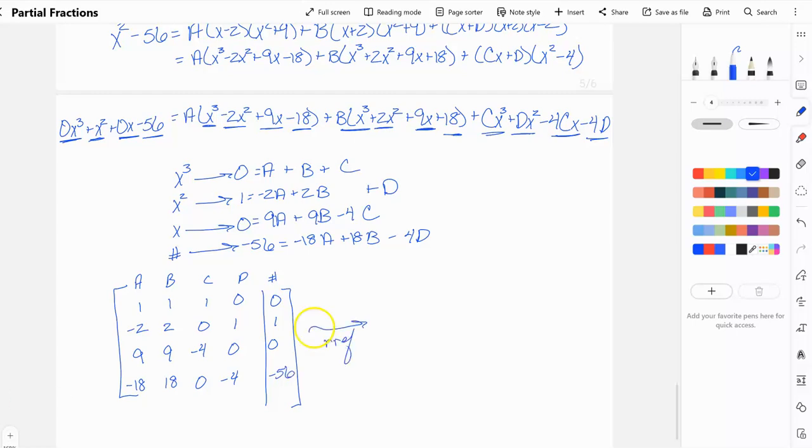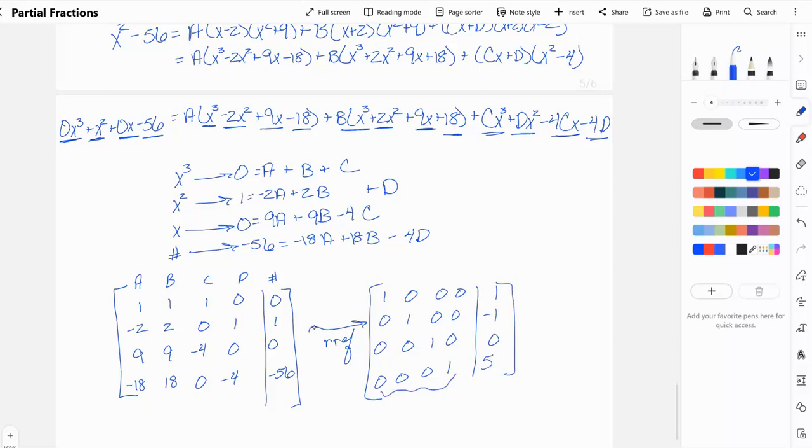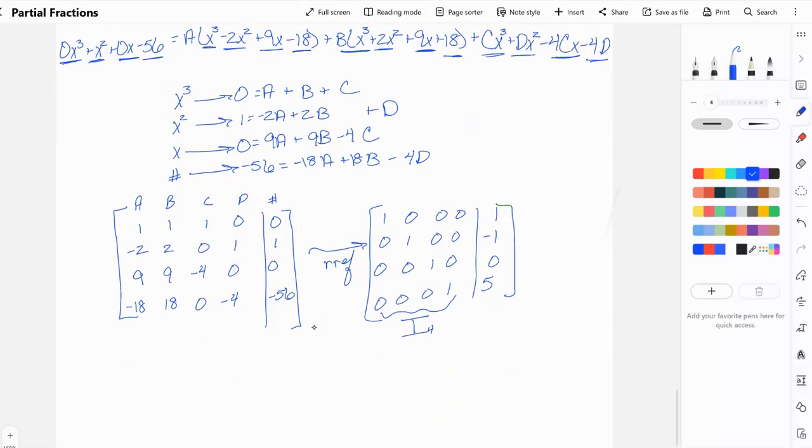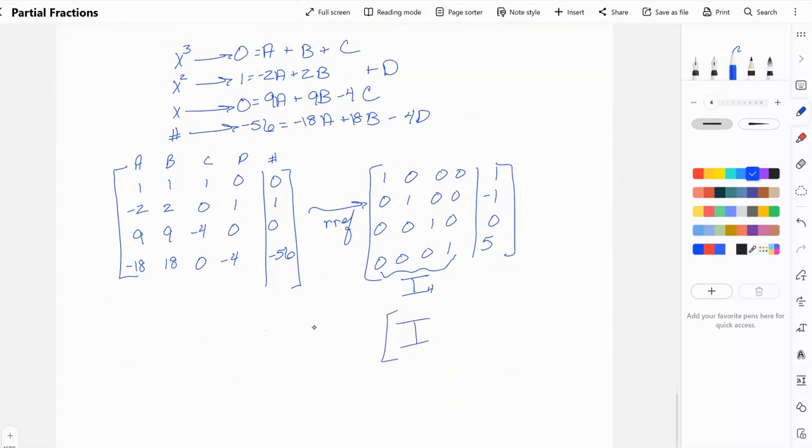So when we do RREF, we're going to get 1, 0, 0, 0, 1, 0, 1, 0, 0, negative 1, 0, 0, 1, 0, 0, and 0, 0, 0, 1, 5. Just so you know, this is called the identity for a 4x4. So you may see me write it this way, identity for a 4x4 with that. So what this would mean is A is equal to 1, B is equal to negative 1, C is equal to 0, and D is equal to 5.